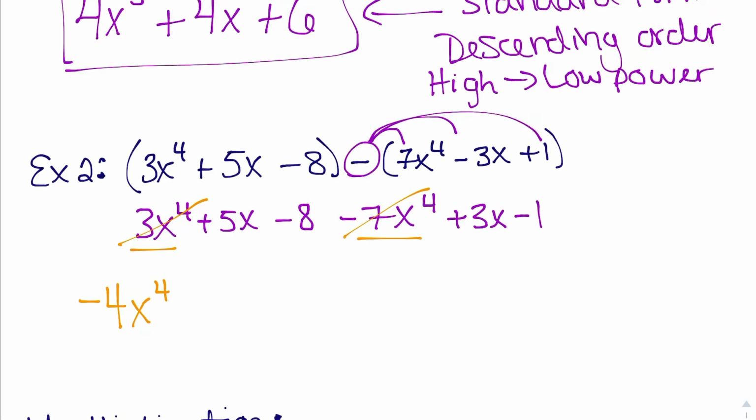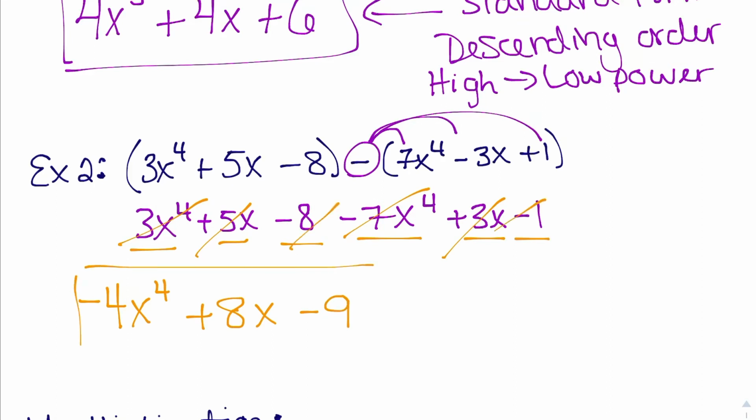Next highest power we have is just an x. Positive 5x and a positive 3x is a positive 8x. And then negative 8 and negative 1 makes negative 9. So again, I've written them in standard form because it's descending order. And I combined all the like terms that I could. All right.